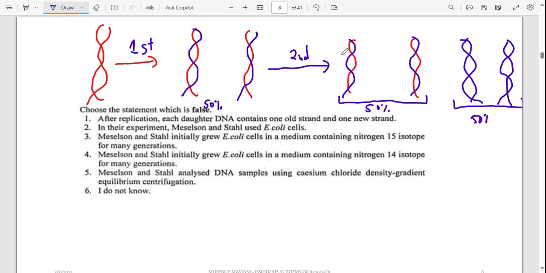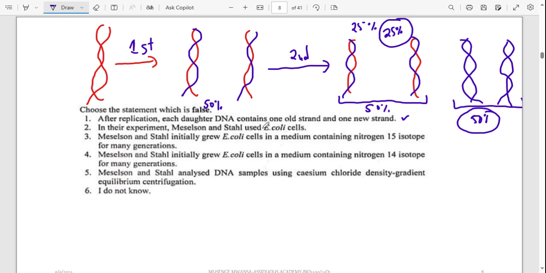But of the hybrids, can you see that you have got one new strand and one old strand? In other words, you have got 25% of the hybrid being old, 25% of the hybrid being new. So altogether, the old strands will just be 25%. The new strand will be 25% in the hybrid and 50% which is alone. That is 75%. Hope you get the math right. After replication, each daughter DNA contains one old strand and one new strand. Is that true? Each, this is true, isn't it? One old and one new.